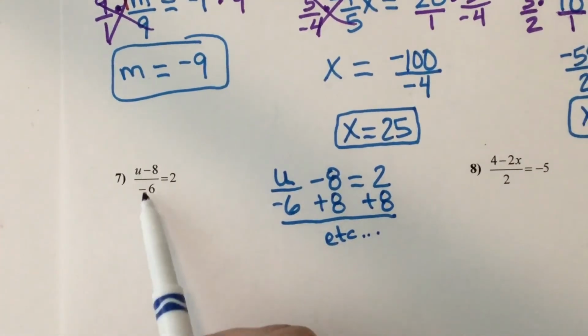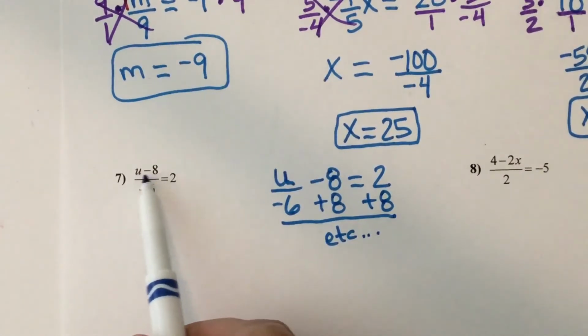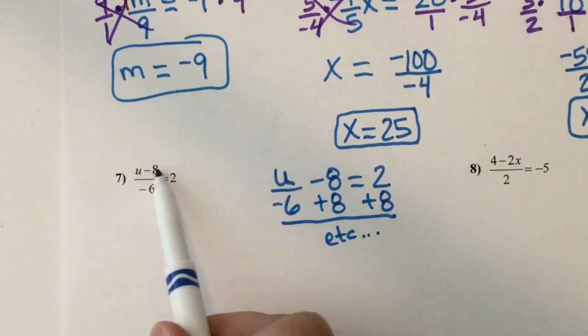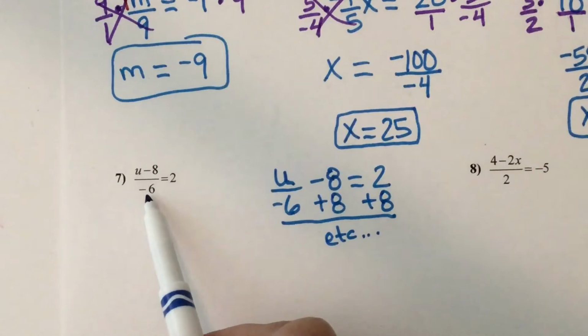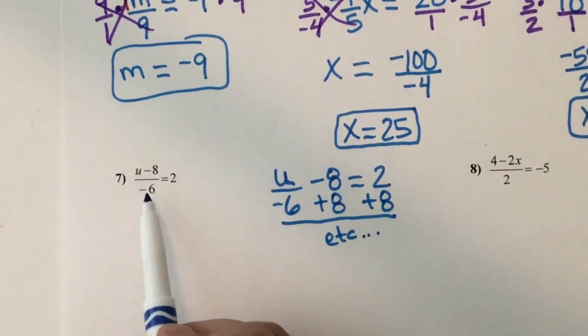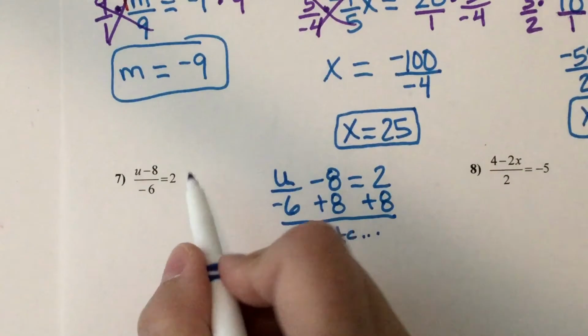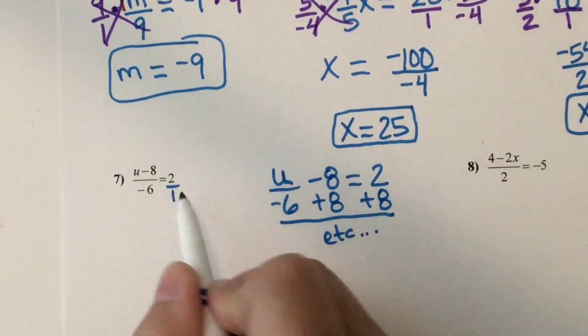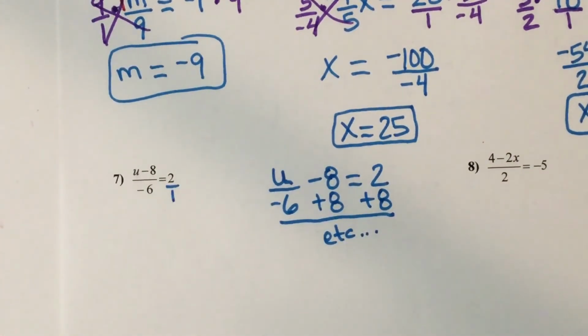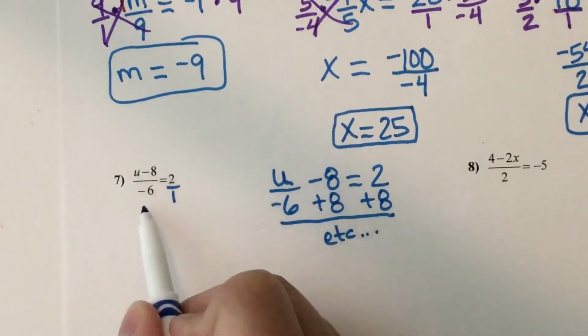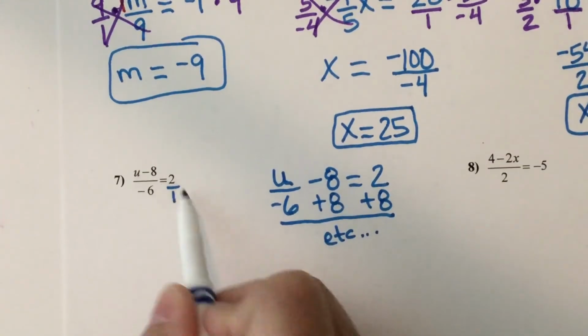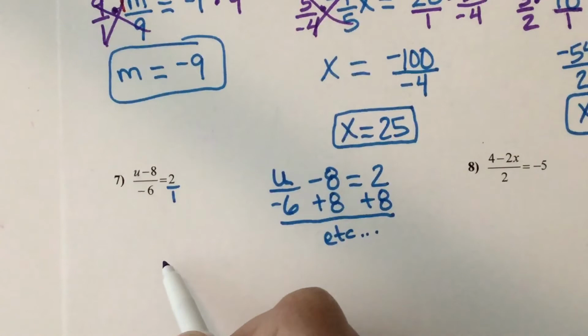But this problem is different because this isn't just a minus 8. This minus 8 is divided by the negative 6, just like the u is divided by the negative 6. So we have to do this problem differently than this problem. And I want to teach you the easiest way to do it. So I'm going to pop this 2 over a 1, and I have created what's called a proportion. When you have one fraction, an equal sign, and one fraction, that's called a proportion.